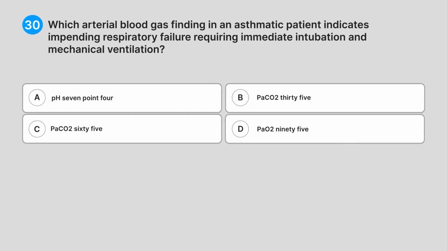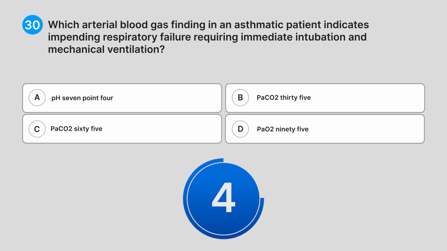30. Which arterial blood gas finding in an asthmatic patient indicates impending respiratory failure, requiring immediate intubation and mechanical ventilation? A. pH 7.4, B. PaCO2 35, C. PaCO2 65, D. PaO2 95. Do you know the answer?